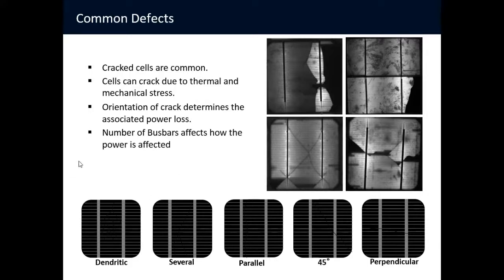To combat this, newer modules are moving away from the style of having 2 busbars, as illustrated in these images. They'll have 3 or 5, or some even up to 9 busbars. If you look at the cells in these images and imagine there being more busbars, the effects of these cracks become less and less significant, because you would still have the other busbars to provide electrical contact.